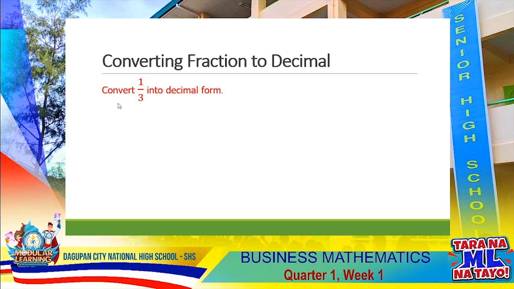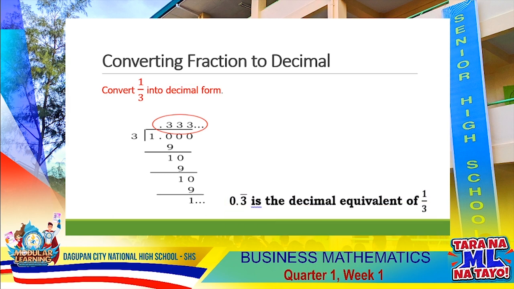Convert 1/3 into decimal form. Dividing 1 by 3, we get 0.333 and so on. Since the result is a repeating and non-terminating decimal, represent the answer as 0.3 with a bar sign above 3, showing that 3 is the repeating digit of the decimal number. Therefore, 0.3 repeating is the same thing as 1/3.